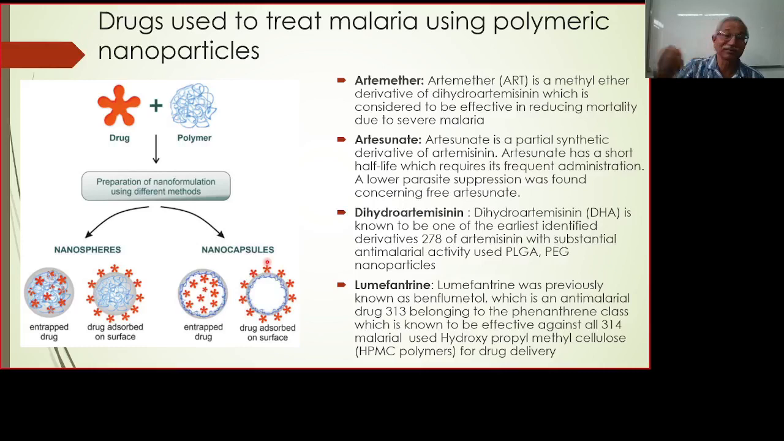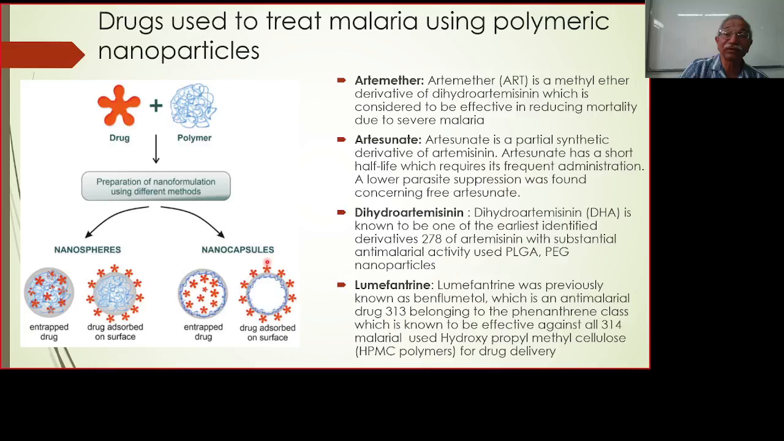Then there is lumefantrine. Lumefantrine was previously known as benflumetol, which is an antimalarial drug belonging to the phenanthrene class, known to be effective against malaria, used with hydroxypropyl methyl cellulose, HPMC, for drug delivery. So they use cellulose also, which is much cheaper than the other polymers. So you have different types of combinations they use.